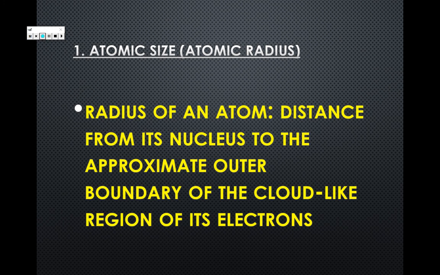So when you have atomic size or atomic radius, it's the same thing. We often think of atoms, especially if you think of them like Bohr's perfect orbits, as very circular. And circles have a radius, right? The distance from its center to the outer boundary. So the nucleus, which is the center, to the approximate outer boundary. This is sort of leading into the idea that an atom is not perfect. There's like this probable electron cloud. That's why it says approximate. Oh, it even says cloud-like.